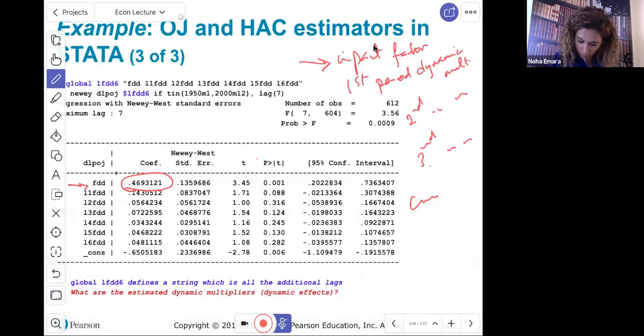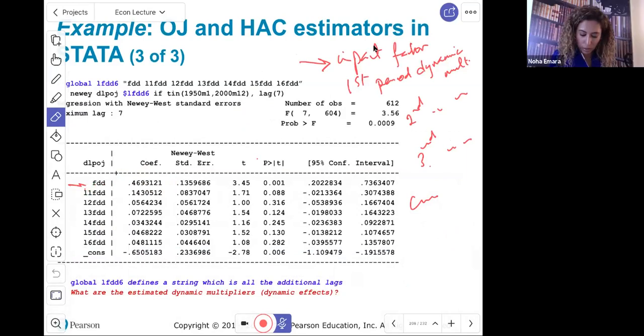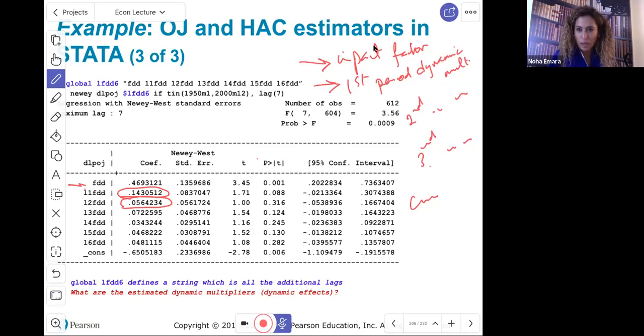Okay, Lewis, can you tell me what is the first period dynamic multiplier? Was it not what he answered earlier, the 0.469? The 0.469 was called the impact factor, which is the coefficient attached to the present. The first period dynamic multiplier is the coefficient attached to the first lag. The second period dynamic multiplier is the coefficient attached to the second lag. Do you get that? Yeah, so would the third period just be the following one after that as well? Exactly, yes. So you can have, for example, a question in an exam or a quiz or an assignment where I'm asking you, can you tell me what is the third period dynamic multiplier? You just go to the coefficient attached to the third lag and you tell me, okay, it's 0.0722 whatever, and whether it's statistically significant or not.